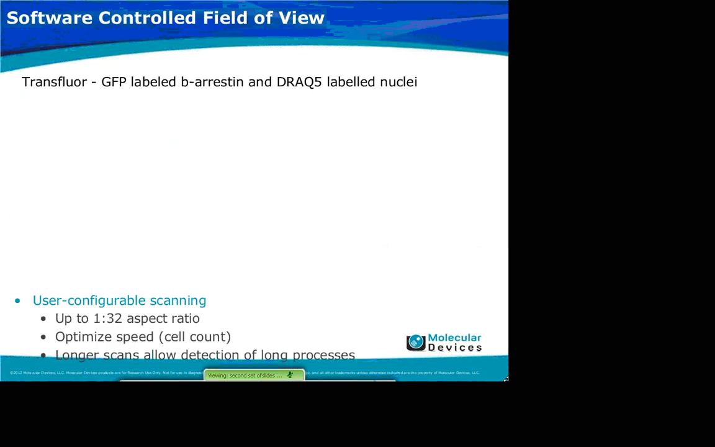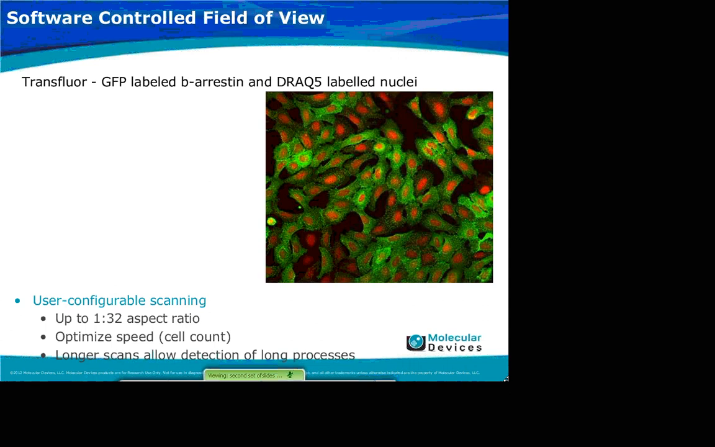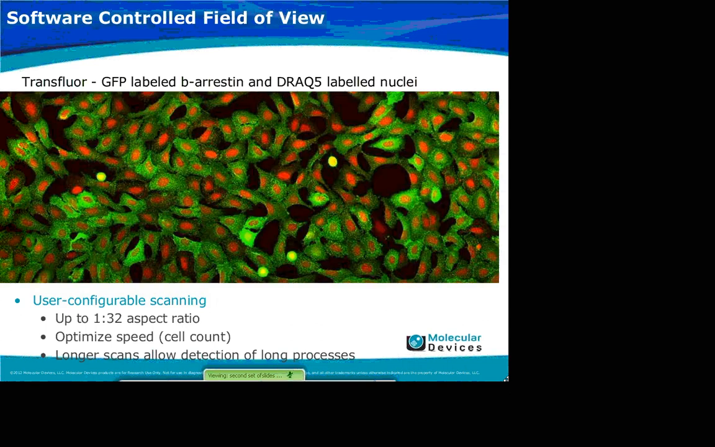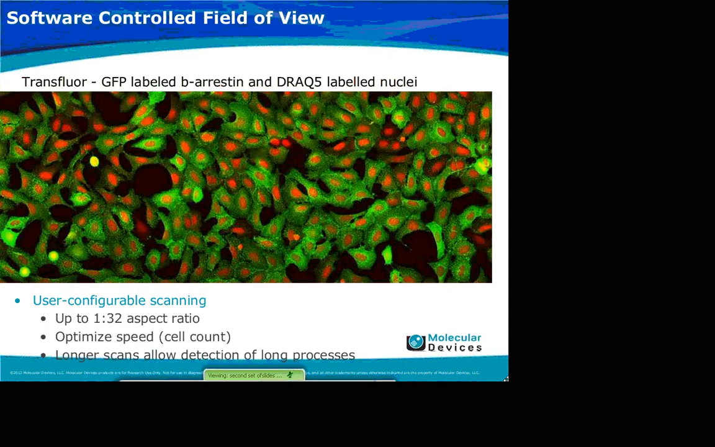So here is an example of a very long scan with GFP, beta-arrestin, and DRAQ5 to show that you can scan very long images, up to a 1 to 32 aspect ratio. And again, you do that to optimize for speed or long objects.